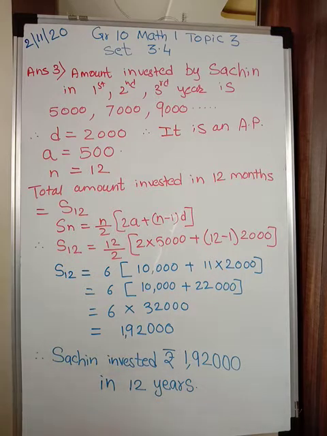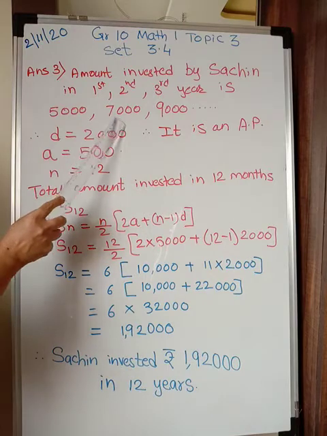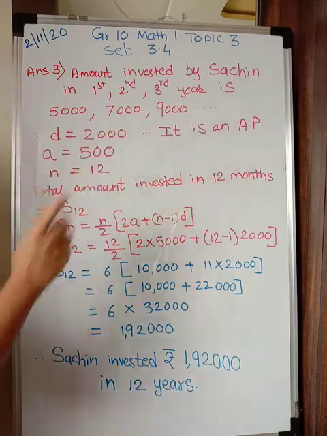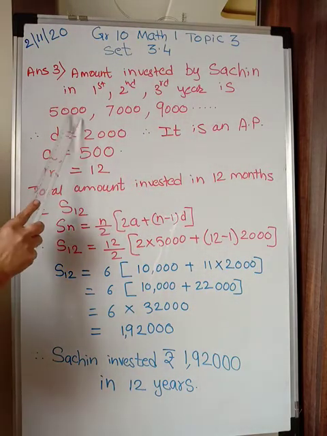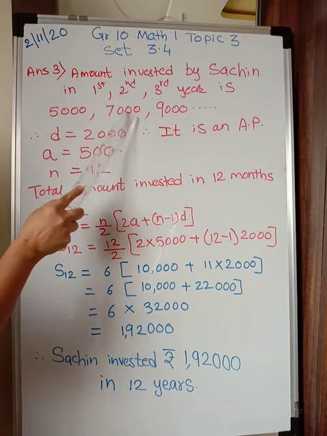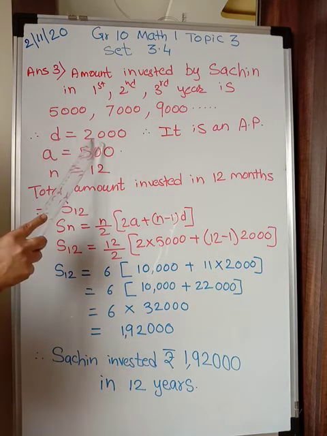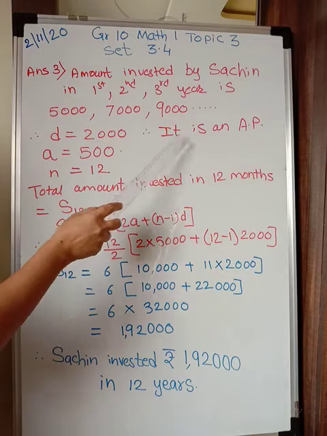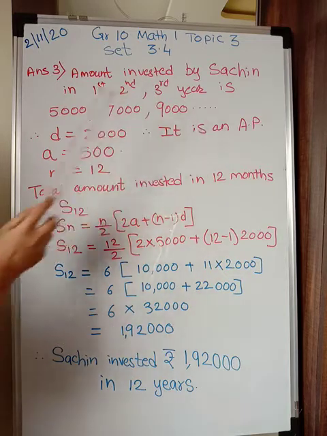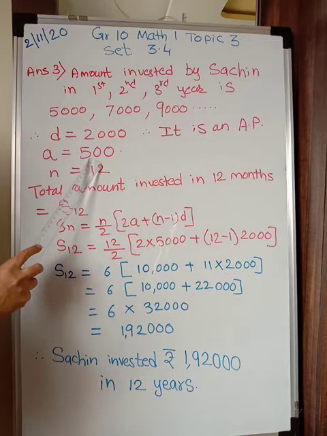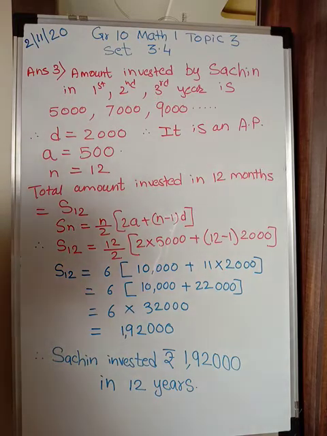So, a very easy, straightforward problem. Simply you have to find the sum of the money invested in 12 years. In the first year 5,000, 7,000, 9,000, and so on for 12 years. It is obvious the difference between any two consecutive terms is 2,000. So d is 2,000, and therefore it is an AP. Once it is an AP, you know the first term a is 5,000, not 500, it is 5,000.